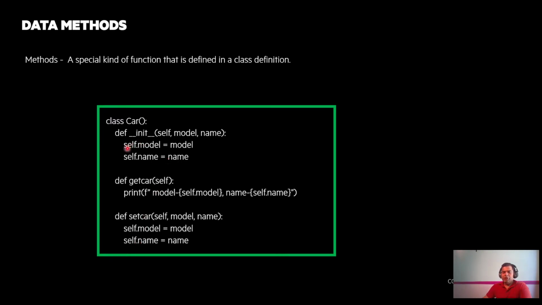So if we have the data, we want to operate on that data. The data will be called data members, but whenever we are performing an operation on that data, it will be called data methods. So get car is a method which is going to perform some operation with the data. What it is doing is just printing the model and the name. We have another method, set car. What we are doing is setting the new value.